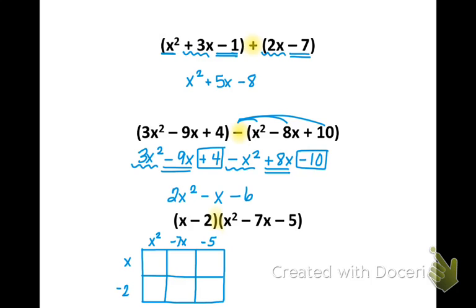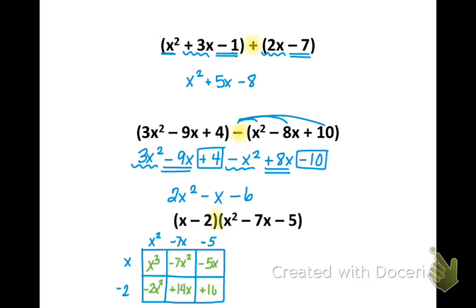This side is all my terms from the other one. And so to multiply, we're going to fill in the inside boxes. X times x squared is x cubed. X times negative 7x is negative 7x squared. Anytime you multiply, the exponents are going to change. Minus 5x, because there's no x's there to multiply, minus 2x squared. Positive 14x, because that's a negative times a negative, and positive 10, again, for the same reason.